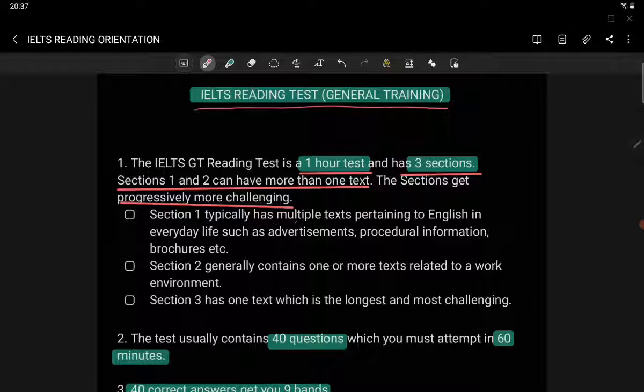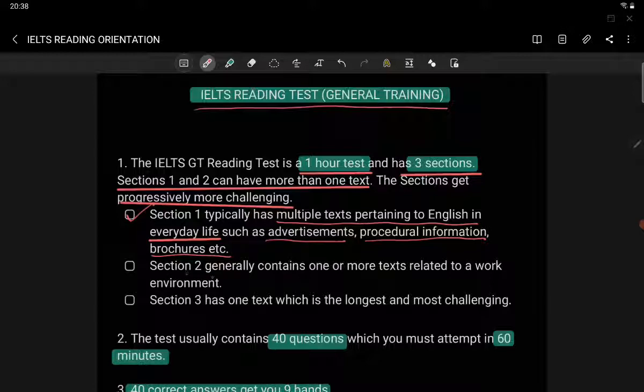Section 1 typically has multiple texts pertaining to English in everyday life. So section 1 has all these texts. It will be 1 or 2 texts. Generally it is 2 texts. They will be pertaining to English in everyday life, such as advertisements or procedural information such as the labels on bottles or brochures, or they can even be appliance information. So those type of passages will come. They have relatively lesser amount of written material, so they are easier to do, but they will be multiple in number. So this is section 1.